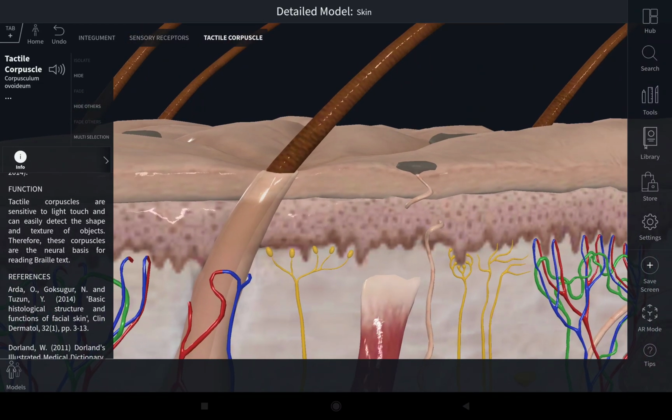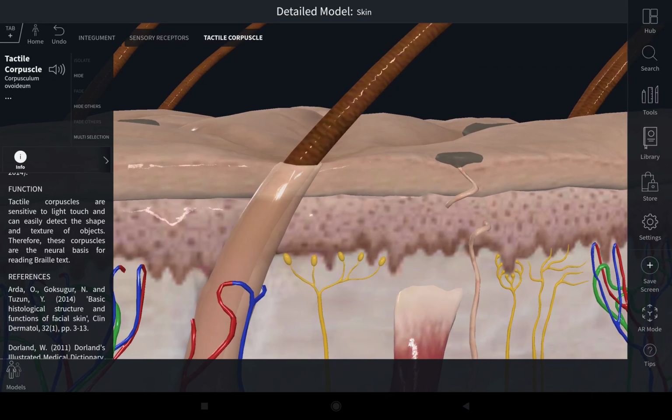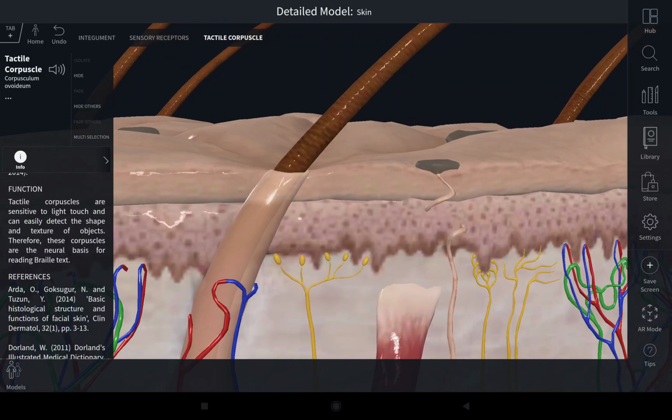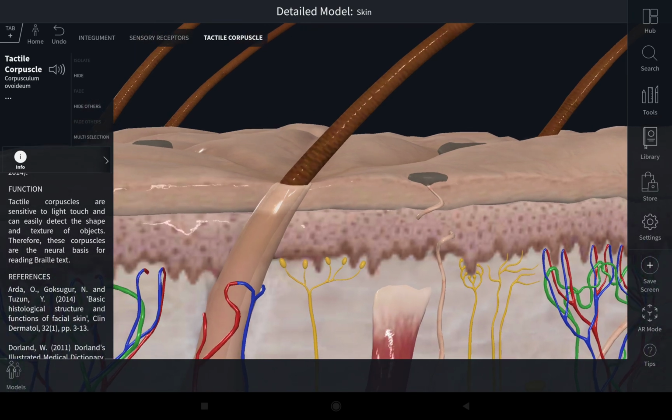Therefore, these corpuscles are the neural basis for reading braille text, as a blind person uses the braille text.